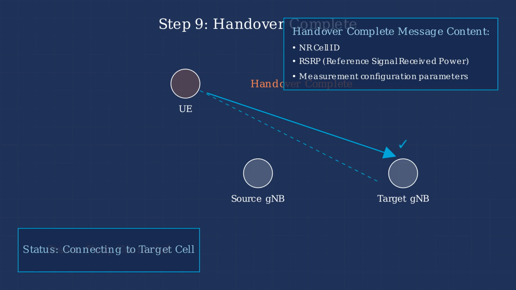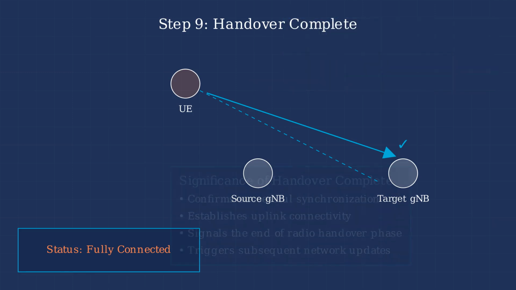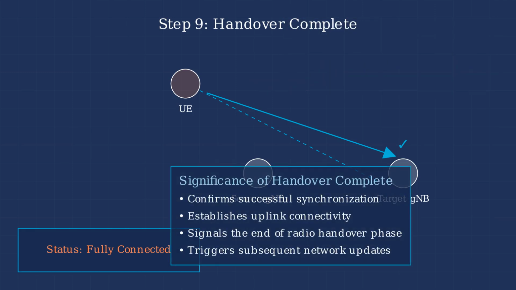Once the target GNB receives the handover complete message, the UE is considered fully connected to the target cell. The connection is now established for uplink and downlink data transmission. The handover complete message is a critical step that confirms the UE has successfully synchronized with the target cell and established uplink connectivity. It marks the end of the radio handover phase and triggers the next steps in the process. With the handover complete, the network will now proceed to update the data path to ensure proper routing of data to the target GNB.